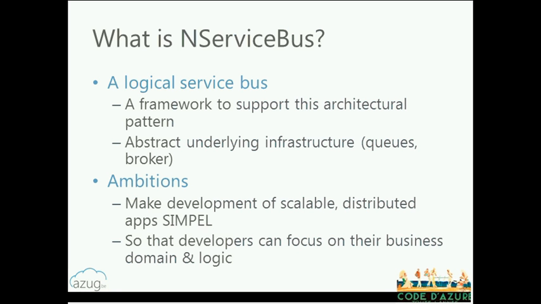The ambition of the framework is to make development of scalable and distributed applications very, very simple, so that developers can focus on what they really care about, the business domain and the logic that they are working in on a day-to-day basis. So that's our ambition. It's a framework, it's not a product, it's not a runtime, it's simply libraries that you can use inside of your application to provide the service bus pattern on top of some kind of infrastructure. So without an infrastructure, the framework itself does nothing. But we have the ability to switch infrastructures depending on where you deploy or depending on what your preferences are.